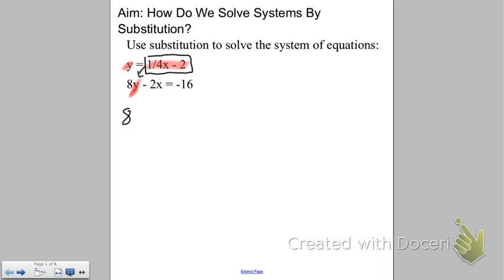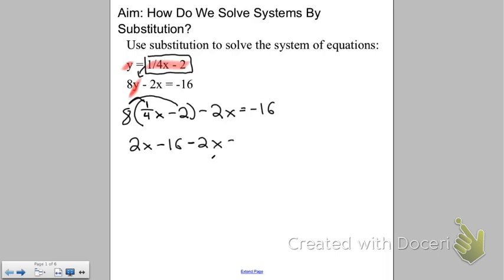So I could have 8. When I substitute in, I'm going to use parentheses. 8 times (1/4 x minus 2) minus 2x equals negative 16. Now, I have one equation with one variable, which is x. So I'm going to solve this. I can distribute: 8 times 1/4 x gives me 2x minus 16 minus 2x equals negative 16.